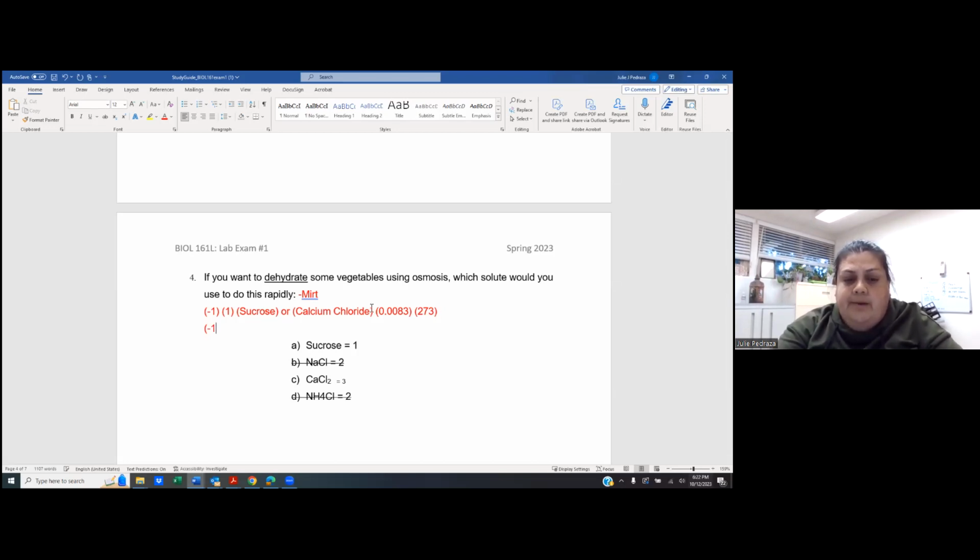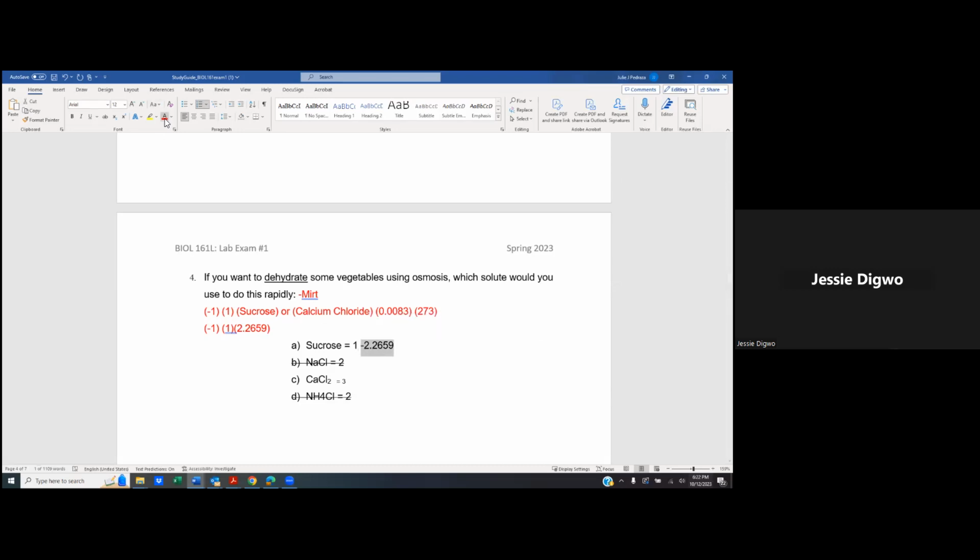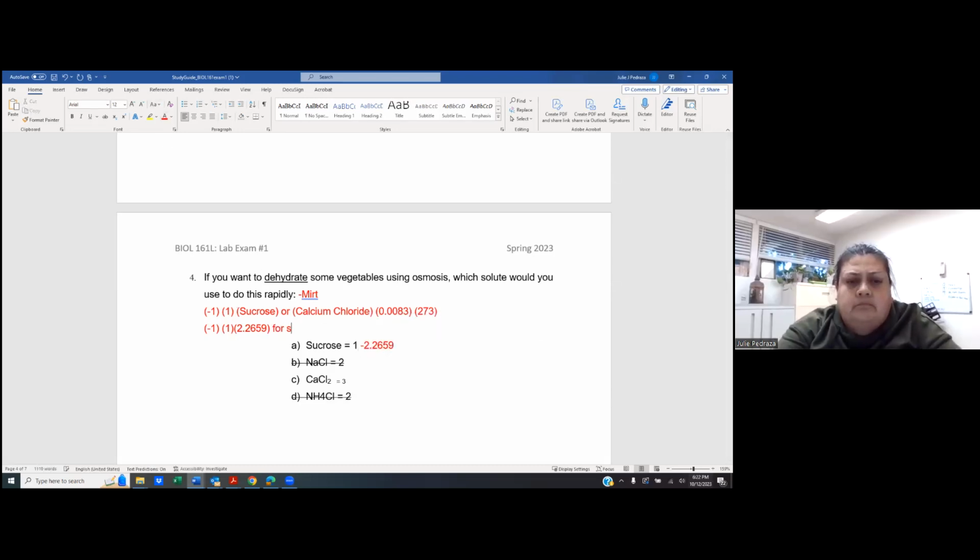So this is going to be -1 times, for sucrose, 1 times 2.2659. Okay. So this is just basically saying that sucrose is going to be -2.2659. Am I correct? Yeah. Okay. So then for calcium chloride, it's 3.